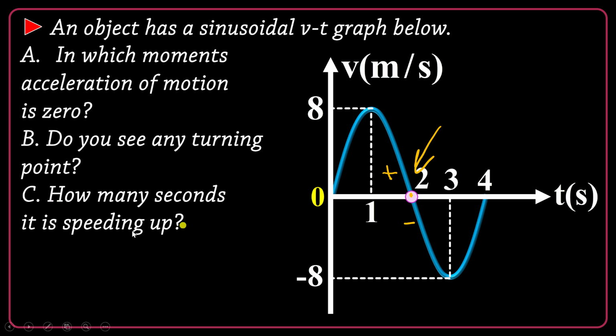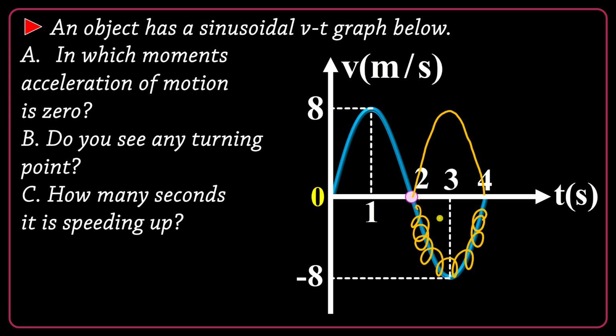Part C. How many seconds is it speeding up? For speeding up, you have the first alternative: draw the mirror image of the part below the t-axis. Forget about here and then make it inverted, okay? So this is a speed-time graph now. When the graph is escaping from the t-axis, here, speeding up, here, speeding up. So 1 second here, 1 second here, totally 2 seconds, okay?